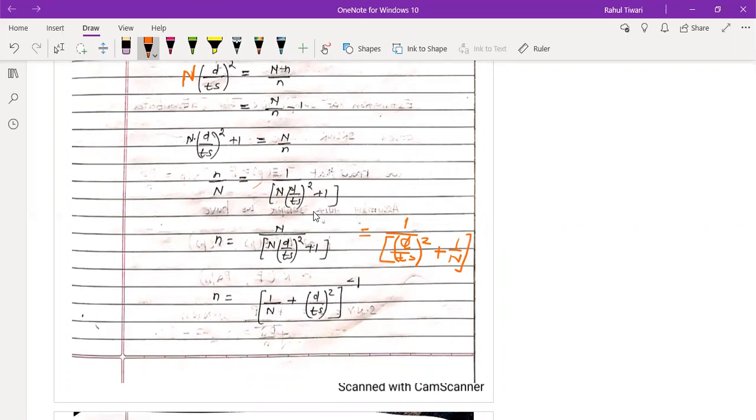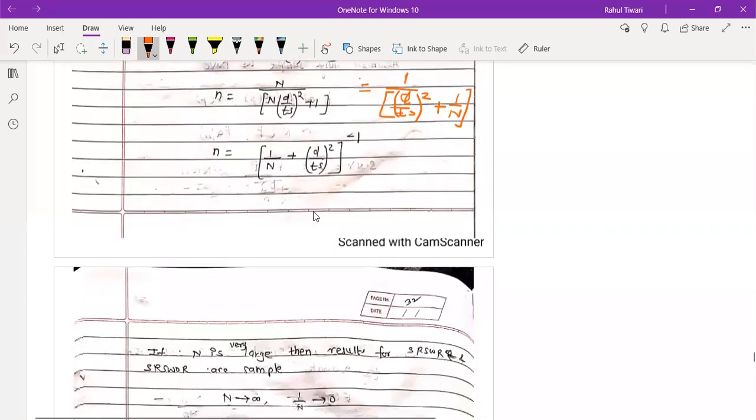So 1 upon n, it is 1, and it is 1, it is n. So it is 1 upon n, the whole square, and since it is 1 upon something, I have taken its inverse. So this is basically the result we will get in the case of SRSWR. Okay, so you can just have this expression, the expression we'll get in the case of SRSWR.